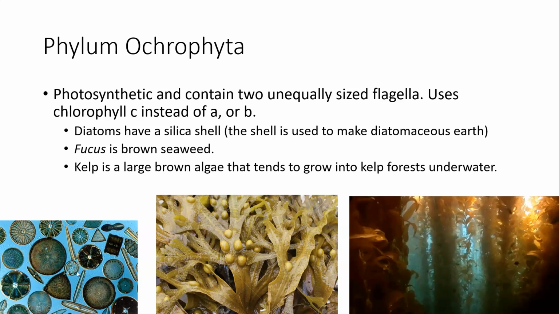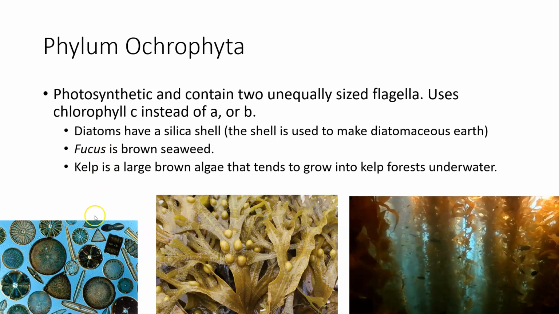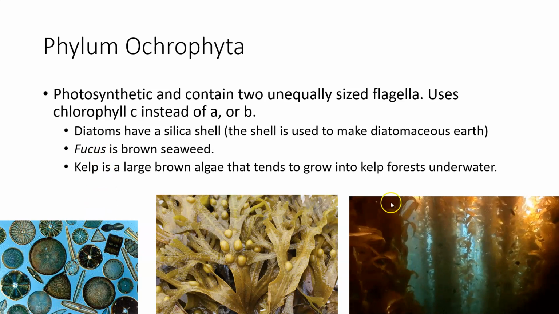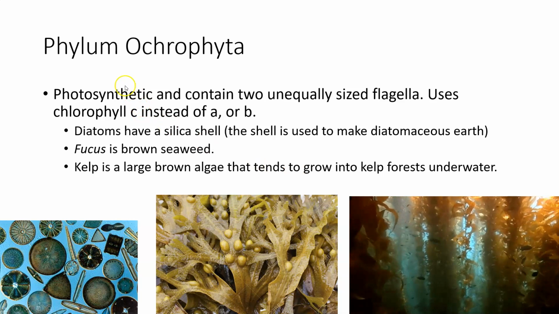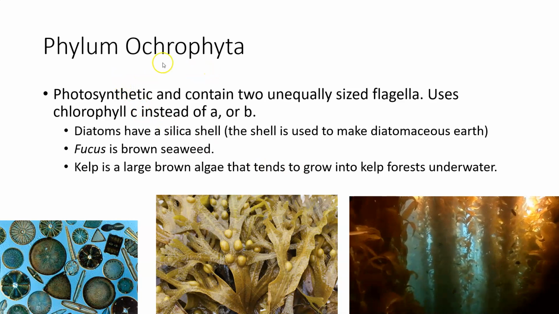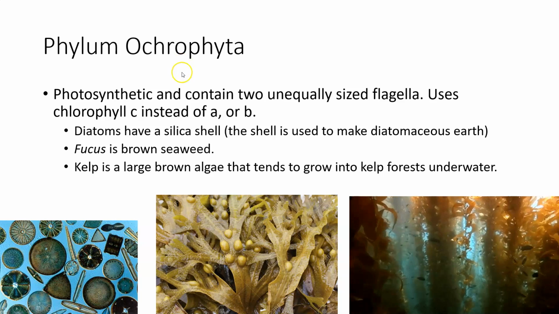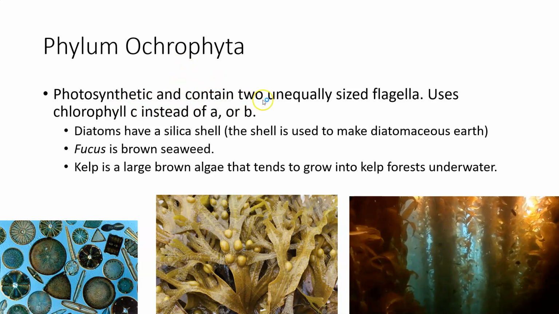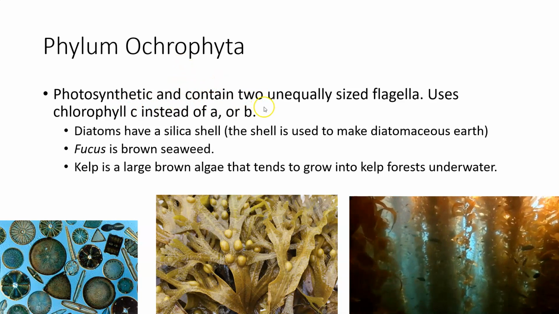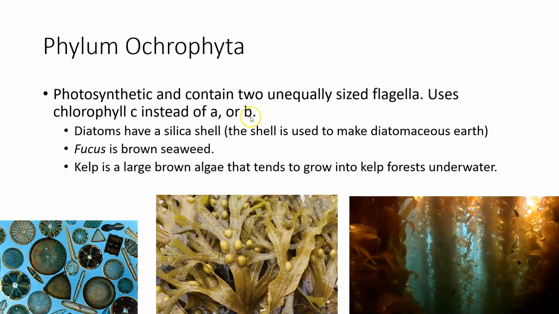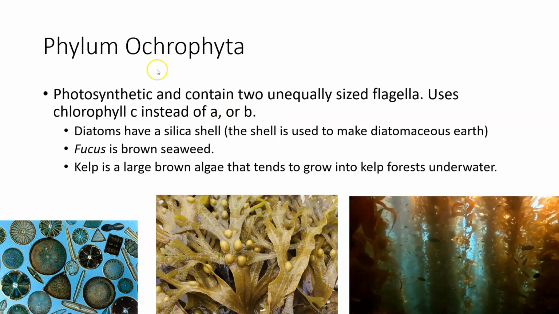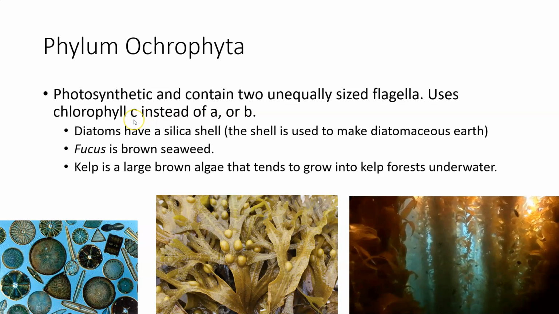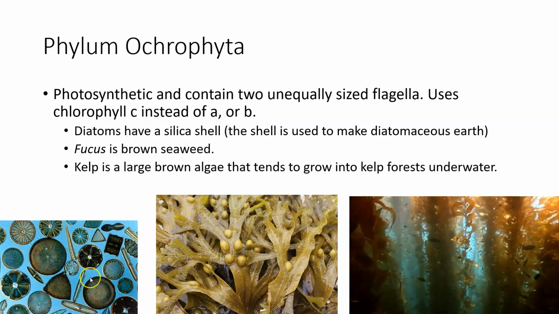And so let's see, you have diatoms written down, and fucus and kelp. All of these, kingdom Chromista. All of them, Phylum Ochrophyta. So they're all going to have these same sort of characteristics. They have chlorophyll, but they don't use the same chlorophyll that plants use. Plants use A and B. This particular group uses a brand new one called chlorophyll C.